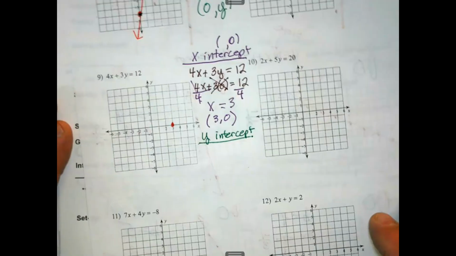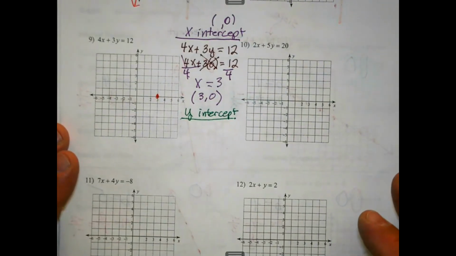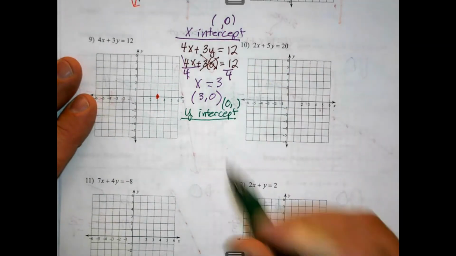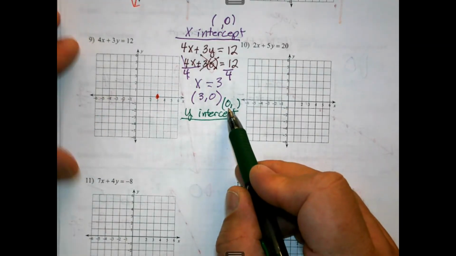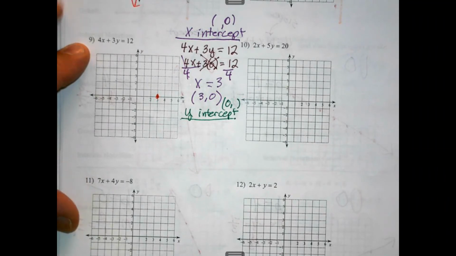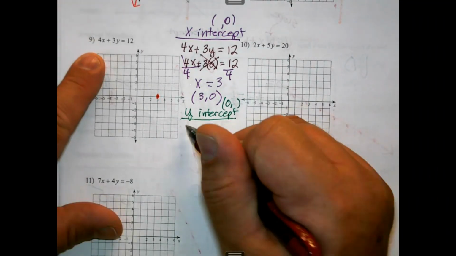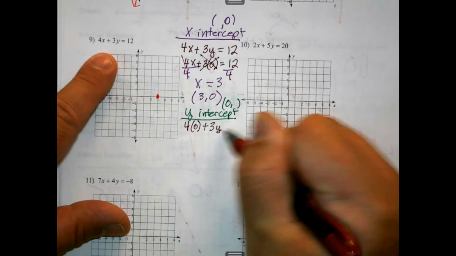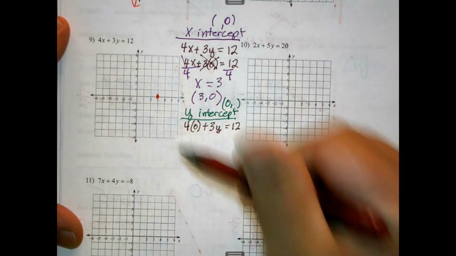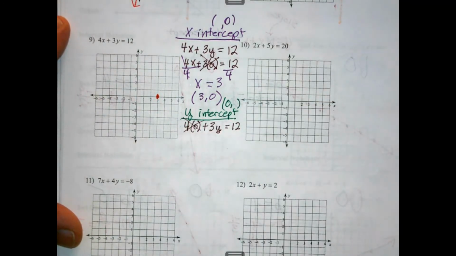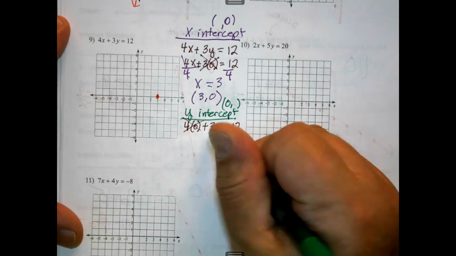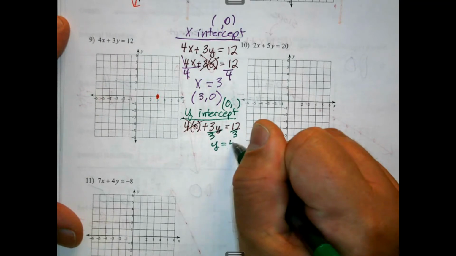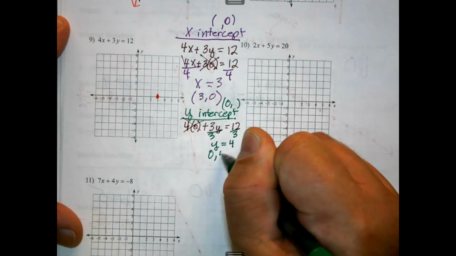Okay, for the y-intercept, my x is 0, correct? So I'm going to substitute in 0 for my x. So I have 4 times 0 plus 3y equal 12. This goes away. Divide both sides by 3. So my y is going to equal 4. So I have 0, 4.